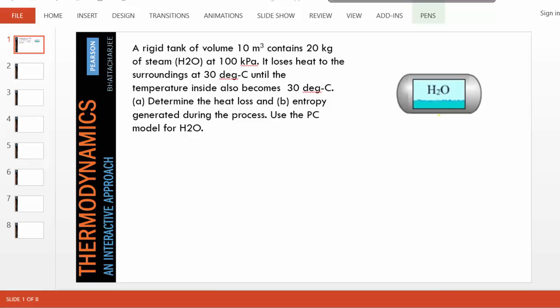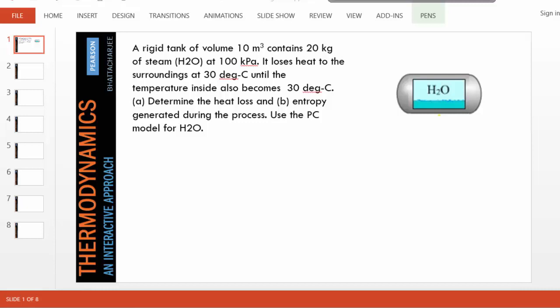This is another constant volume process. The steam in this tank is cooling down, and we are supposed to find the heat loss and entropy generation. Let's find the final pressure as it cools down.